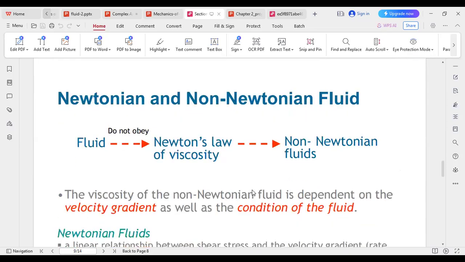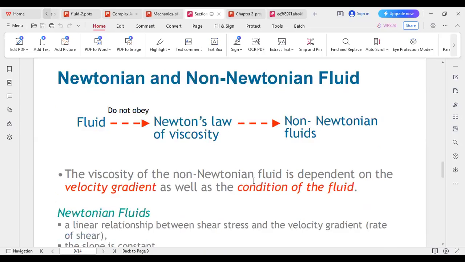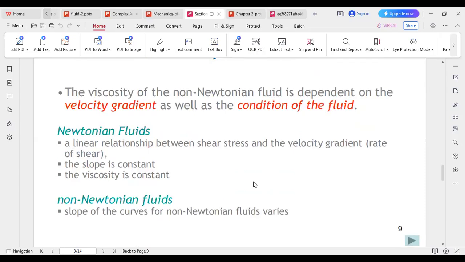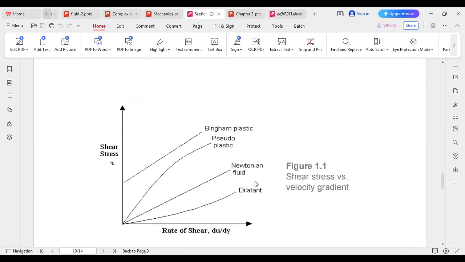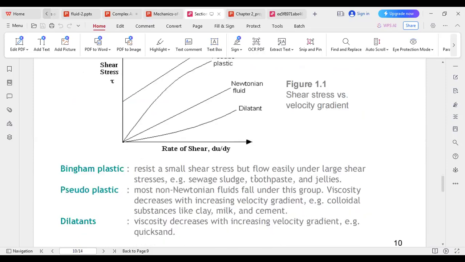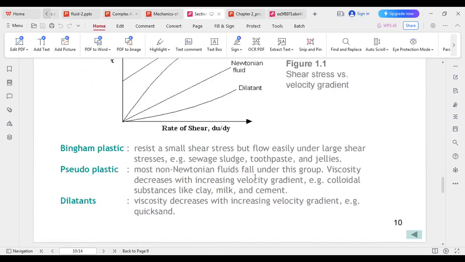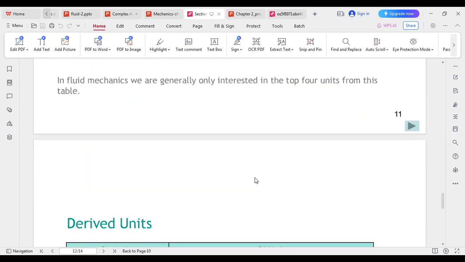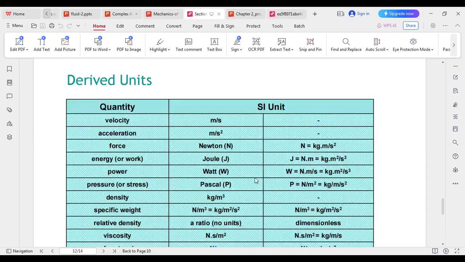Non-Newtonian fluids are those which don't obey Newton's law of viscosity. So this is the example for non-Newtonian fluids. And this is the graphical representation for different fluids. There are different kinds of units we have to use. And this is the quantity and SI units. And these are the derived units we have to use.